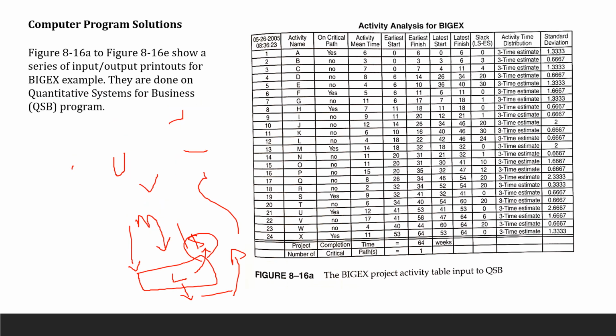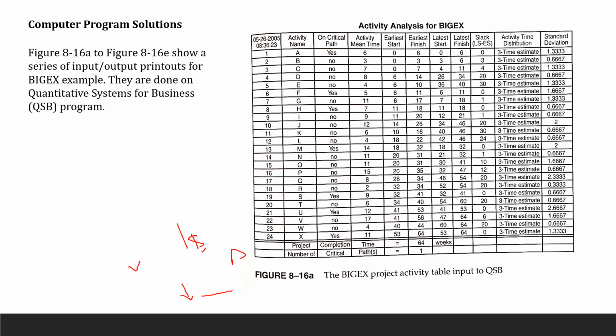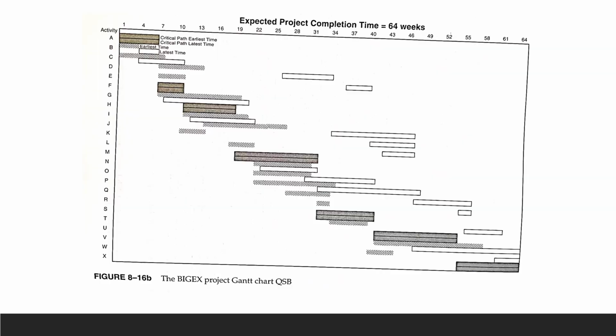So now we're going to use this system, the Quantitative System for Business, QSB. If you're between middle and upper management, or you own the company, or you are the son or daughter of the company owner, you will have this kind of system and you will know what's going on inside out, especially money-wise. Now this is your Gantt chart. It shows our project completion time. The example here is 64 weeks.